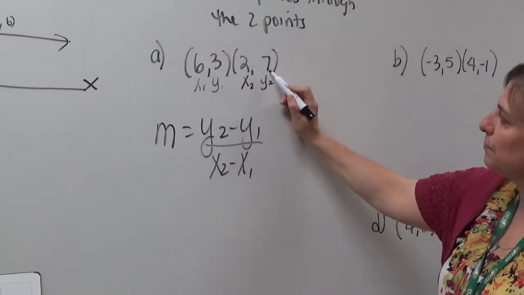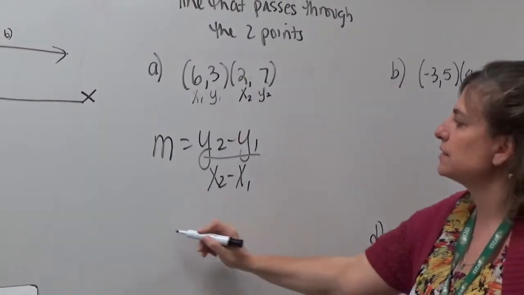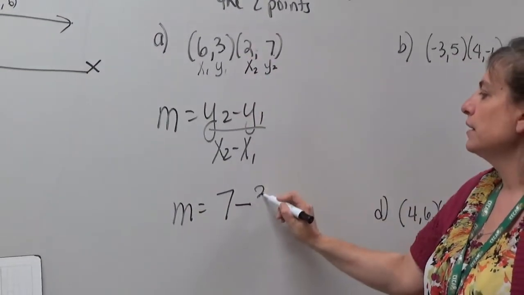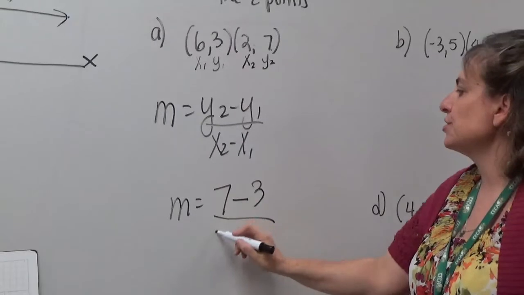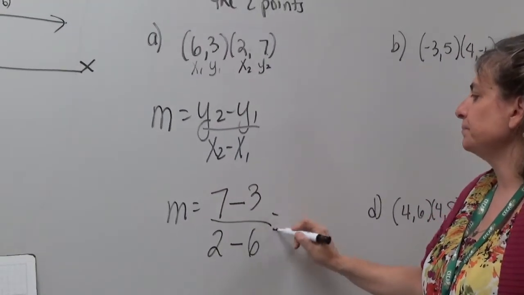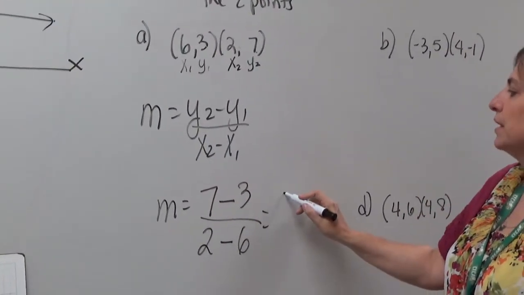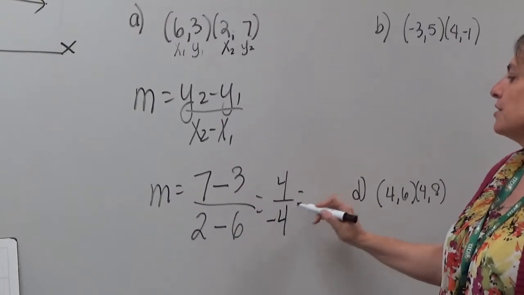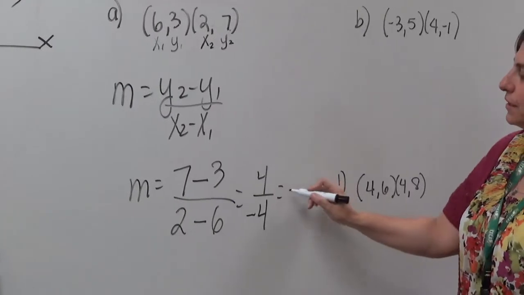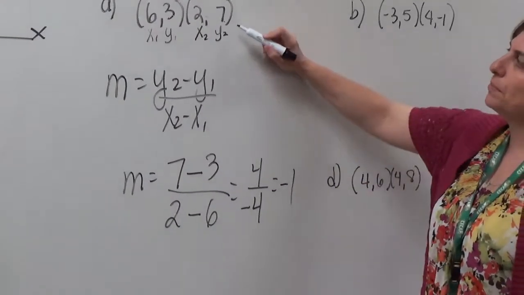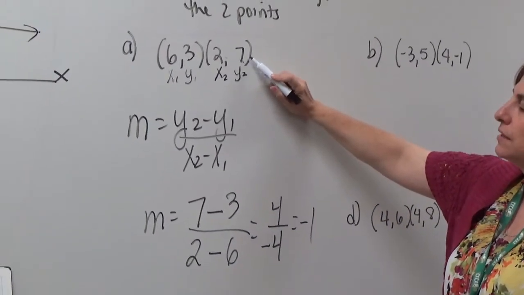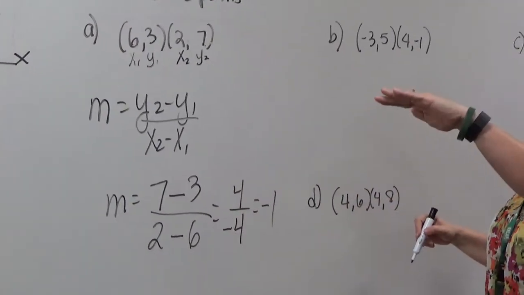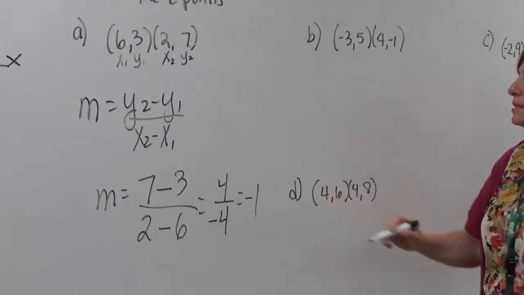Okay, so I start with my y2, and I look at it, and it's 7. So m equals 7 minus my y1, which is 3, over x2 minus x1. 7 minus 3 is 4. 2 minus 6 is negative 4. So if I can reduce it, I reduce it, and I can to negative 1. So the slope of the line that passes through these 2 points is negative 1. That means it's going to be a line slanting downwards because it's negative.